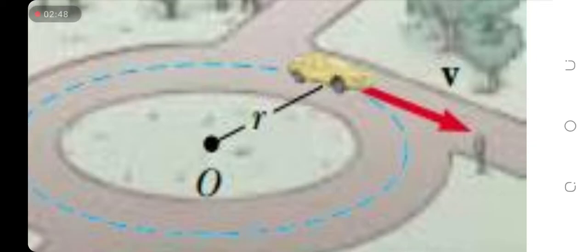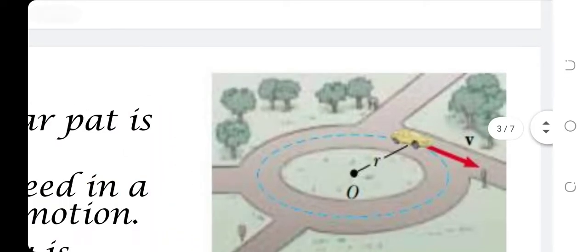When a body moves in a circular path, its velocity will change either by magnitude or by direction. If the magnitude of velocity is constant, that is, the speed of a body is constant, then velocity will be changed even then by changing its direction.